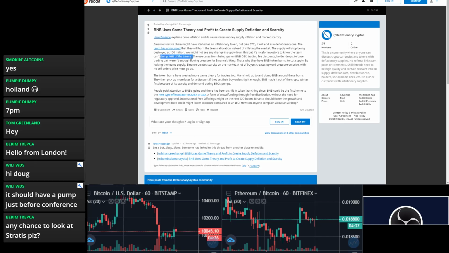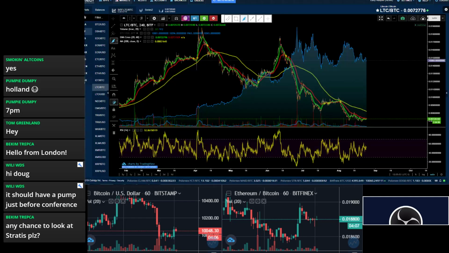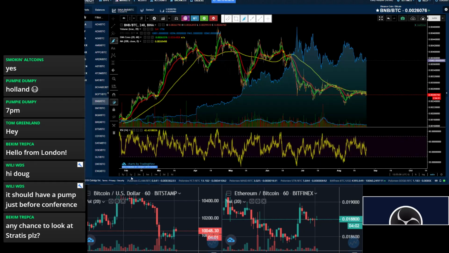So the team still has 40% of the tokens. Use cases are as gas being used on BNB, decentralized exchange, trading fee discounts, holder drops. So they thought that would create enough buying pressure for it, but they're cutting the supply to create scarcity in the market. When was this? 12 hours ago. Binance Coin, BNB, 1 year view.